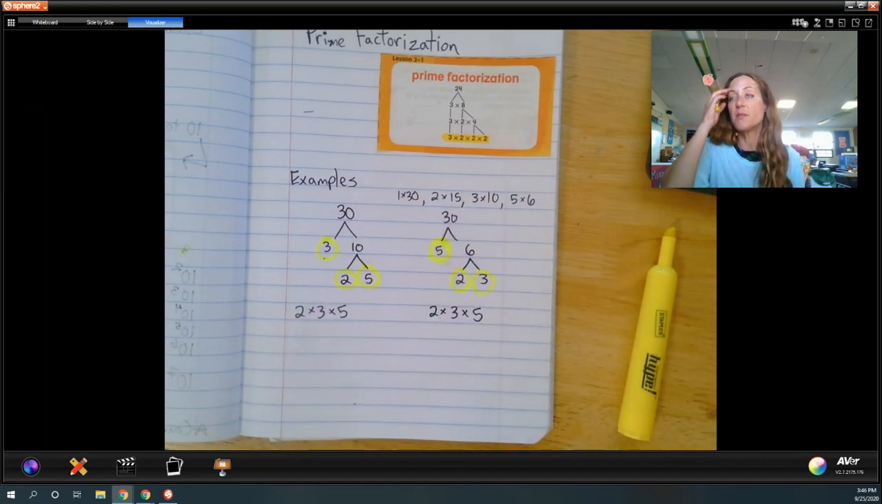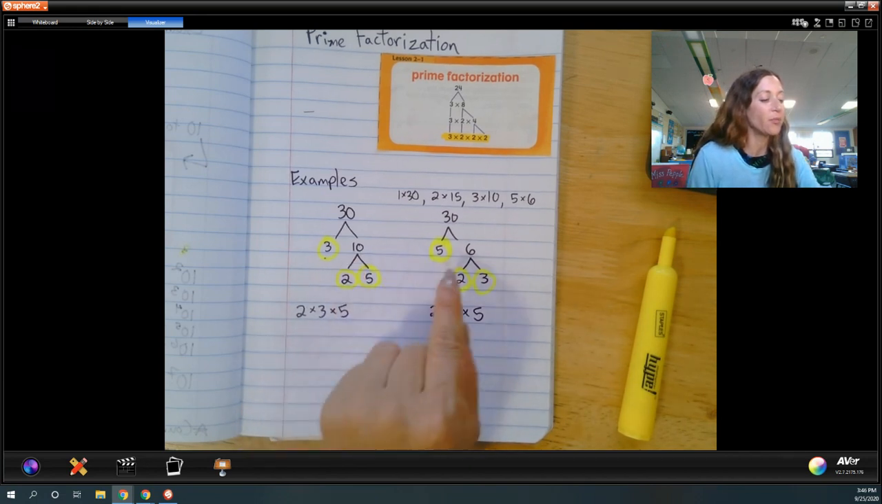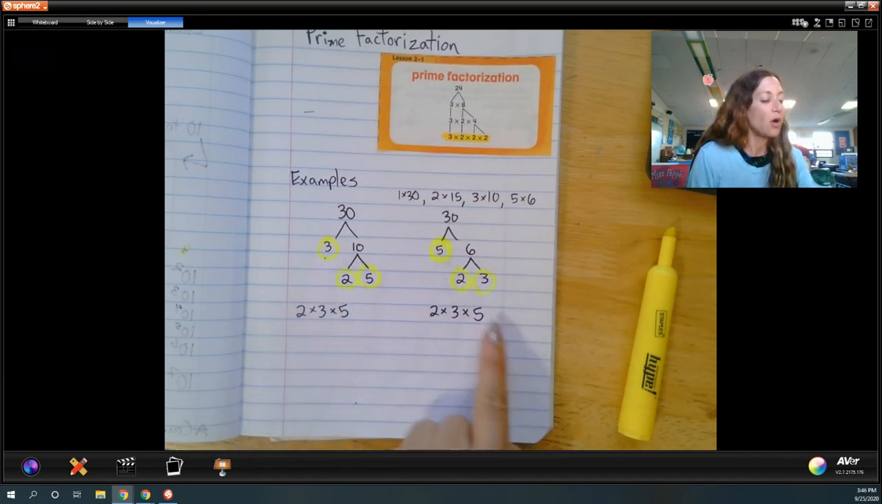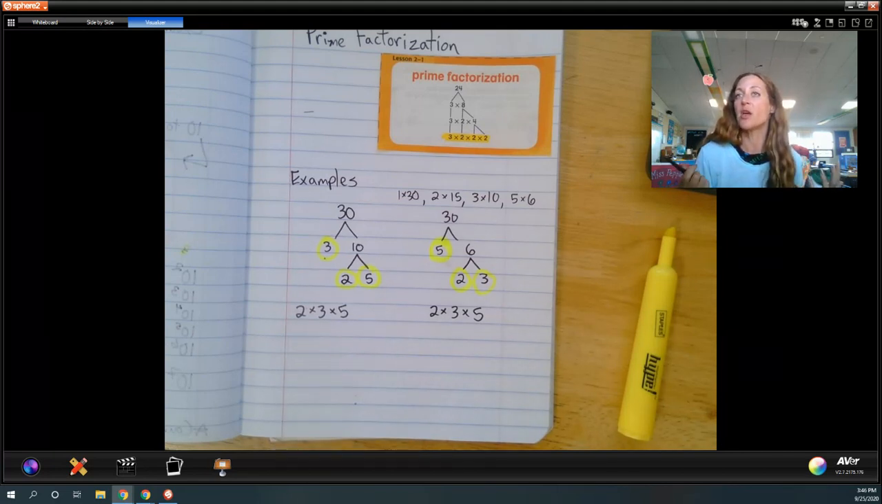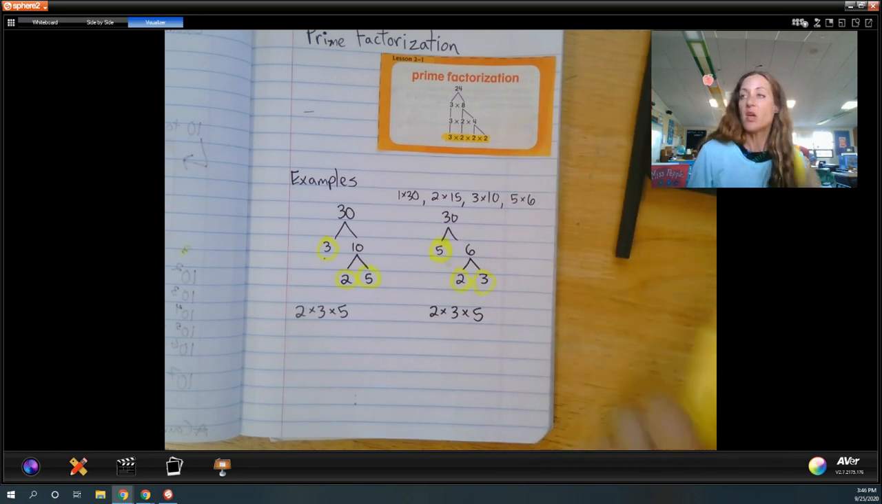So you can see it doesn't matter what factor pairs you pick for prime factorization, you will always get the same answer. I hope that helps make sense and just refreshes how we do the process of prime factorization. I know you had a longer video yesterday, so I don't want to sit here and just chat at you all the time, because that's easy for me to do.